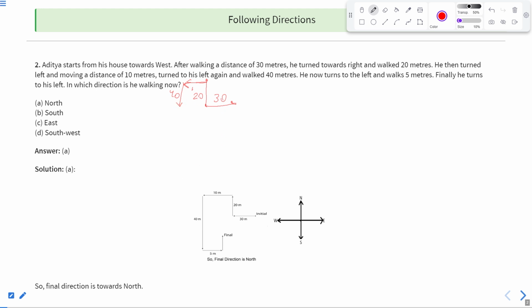Now he turns left and walks 5 meters. Finally turns to his left. अगर वो नीचे की तरफ आ रहा है, अब उसके डायरेक्शन रिवर्स हो गया, वो इस तरफ जाएगा। ठीक है, तो इस तरफ 5 मीटर गया. So in which direction is he walking now? 5 मीटर जाके उसने लेफ्ट टर्न किया, तो is facing this direction, तो is facing north.